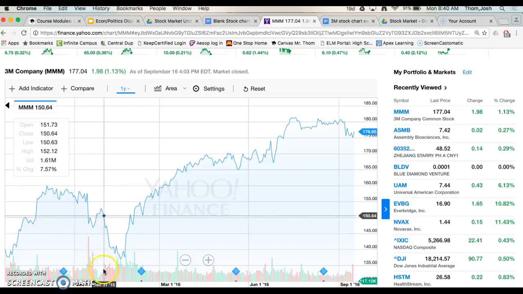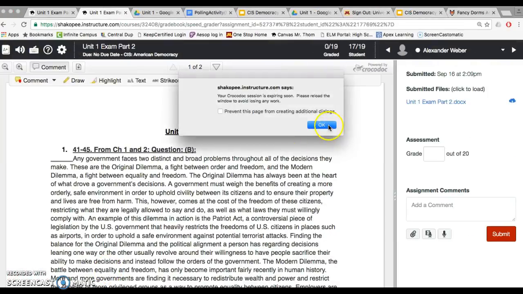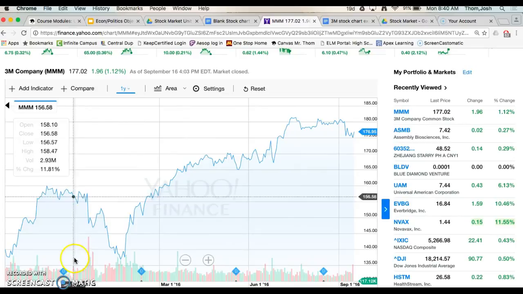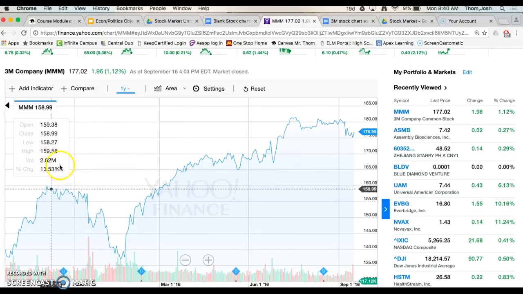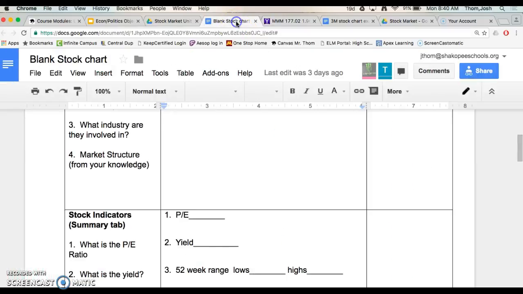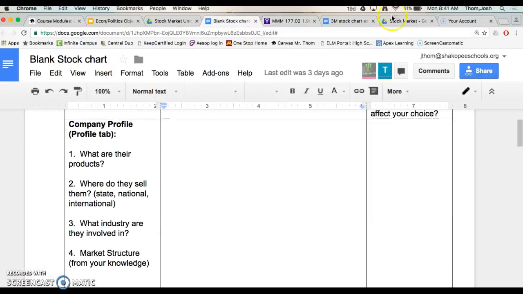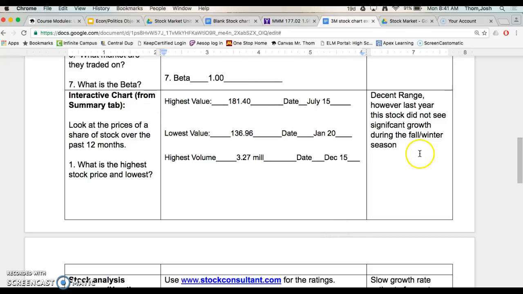So again, volume bars are down here. You just have to find the one that is the highest, hover over it, figure out the date, and you'll find the volume right here. Good stuff. Same thing on the right-hand side.